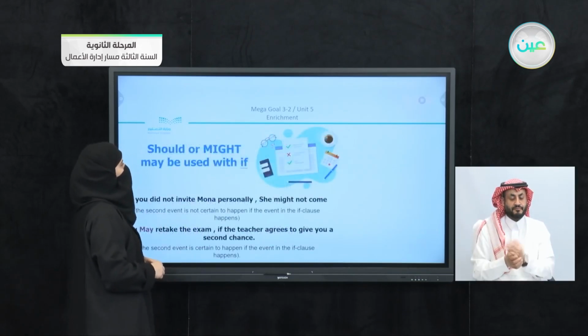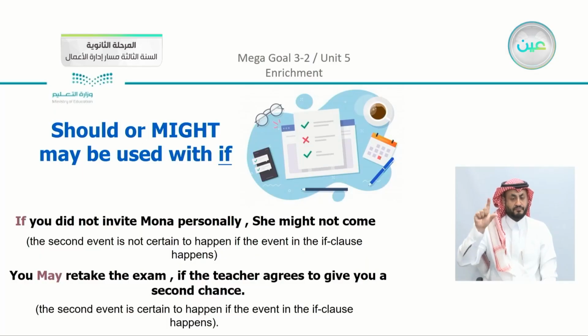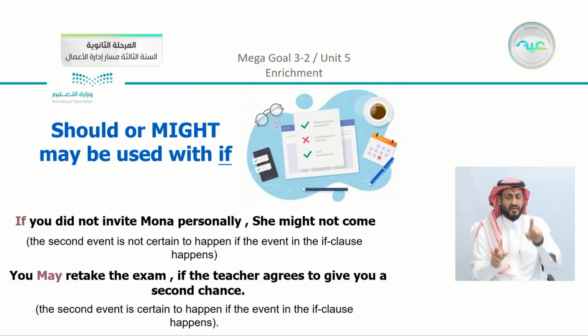Now, should or might may be used with if. You can remember that we took also this structure. We have: if you do not invite Muna personally, she might not come. So we have something that may happen or might happen, but with a condition. Now the second event is not certain to happen if the event in the if clause happens. And in the second example, you may retake the exam if the teacher agrees to give you a second chance. So also you can see here that the second event is not certain to happen if the event in the if clause happens. So you can see that we have conditional sentences.